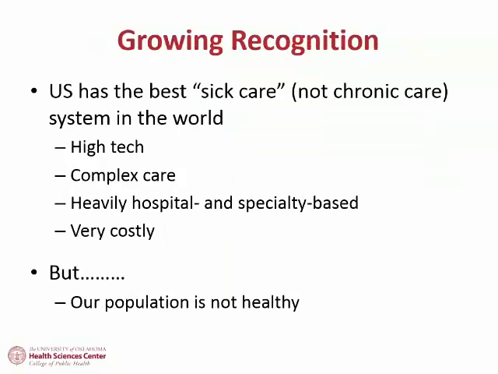So there was this growing recognition. The United States has the best sick care system in the world. It's high-tech, complex care. It's hospital-based, procedural-based, specialty-based. We're really good. When people get really sick, we're good at it, and you're going to go upstairs and you're going to learn all about complex, really sick patients. The problem is we spend all that money waiting until the patients are really sick and we don't keep them healthy in the first place. And that's what's changing in healthcare, is this movement to hold people accountable for keeping the population healthy, not just taking care of them when they're really sick.